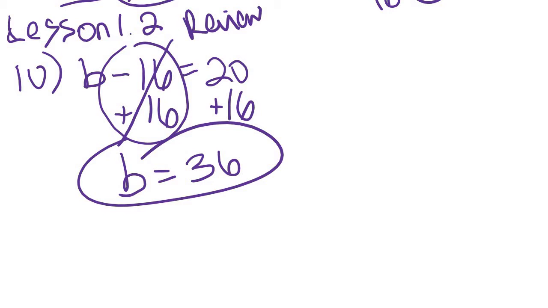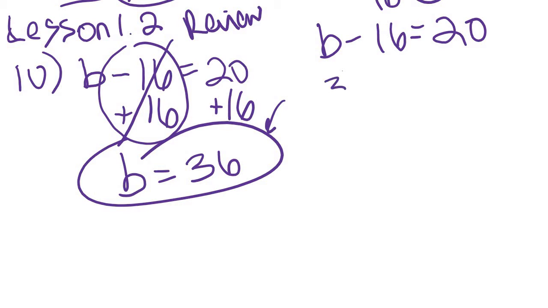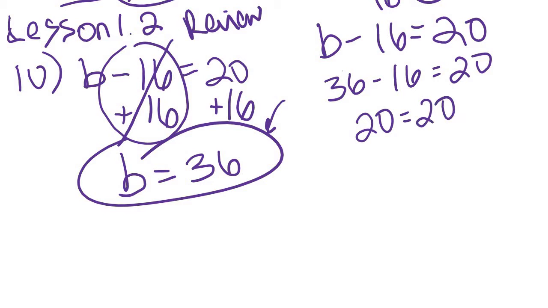And we're supposed to check our answer. Okay, so if we had b minus 16 equals 20, and we're saying that b is 36, we're going to have 36 minus 16 equals 20. 36 minus 16 is 20. And of course, that equals 20, so that is a true statement. So we are good. Success.